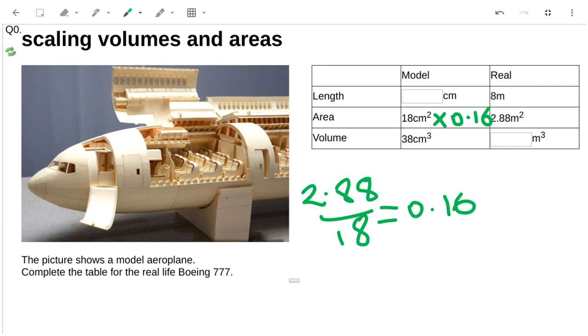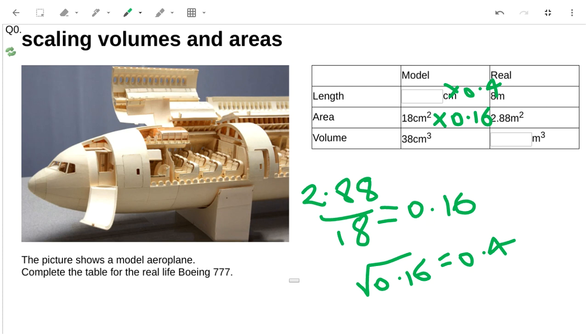Now, the length is not going to be times by 0.16. It's going to be times by the square root of the area, which happens to be 0.4. So this one is times 0.4.